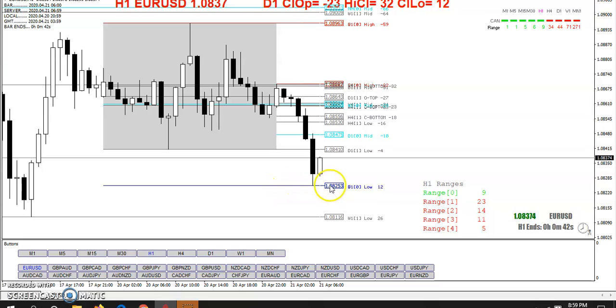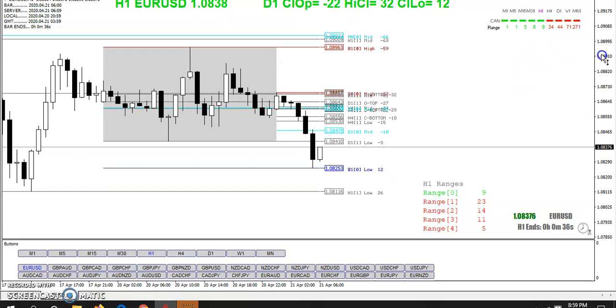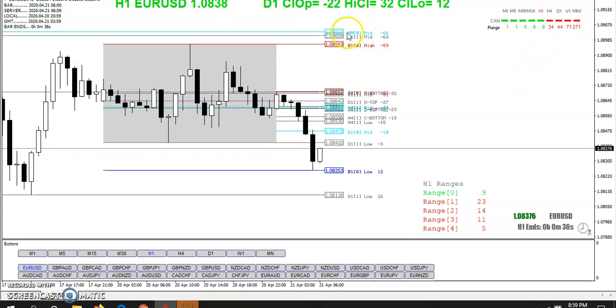You can see where those lines are, and they're grayed out. But the current lines are not grayed out. So here's the monthly mid, the weekly mid, the daily mid right there.